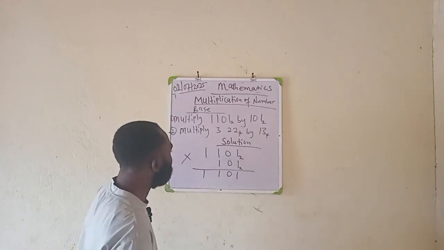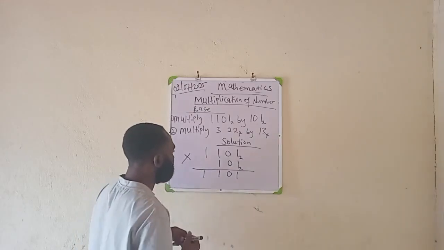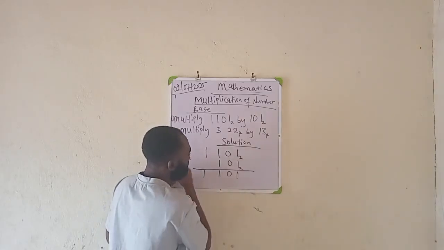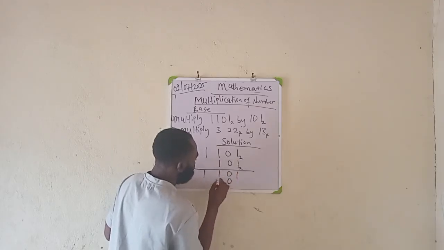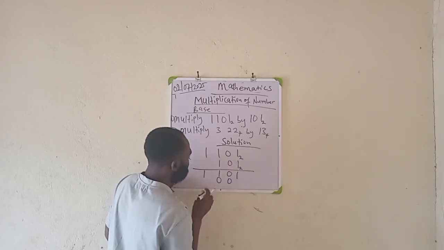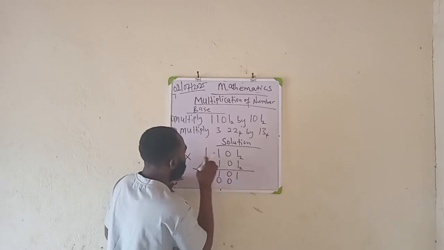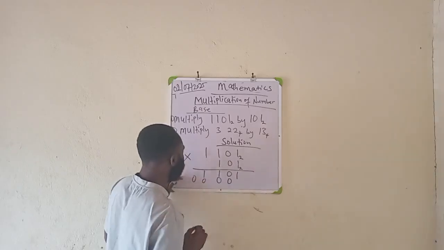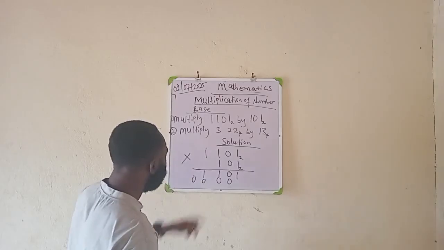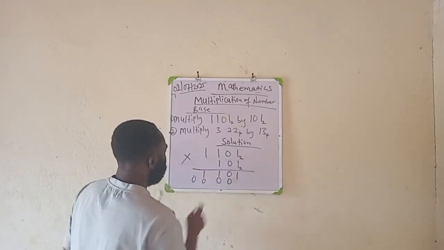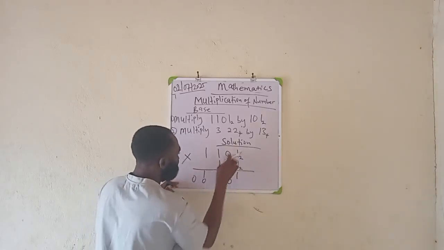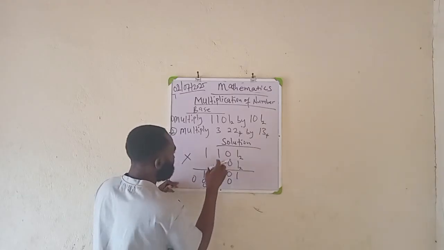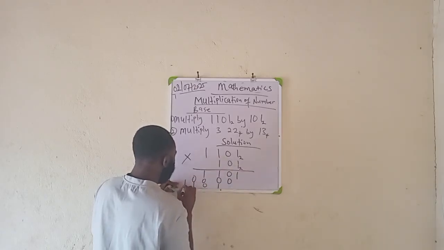Then we'll go to the second digit, which is 0. 0 times 1 is 0. 0 times 0, 0. 0 times 1, 0. 0 times 1, 0. Then lastly, this one here, 1 times 1 is 1. 1 times 0, 0. 1 times 1 is 1. 1 times 1 is 1.